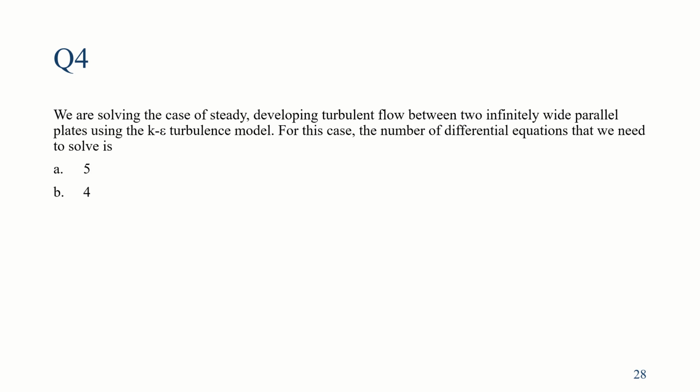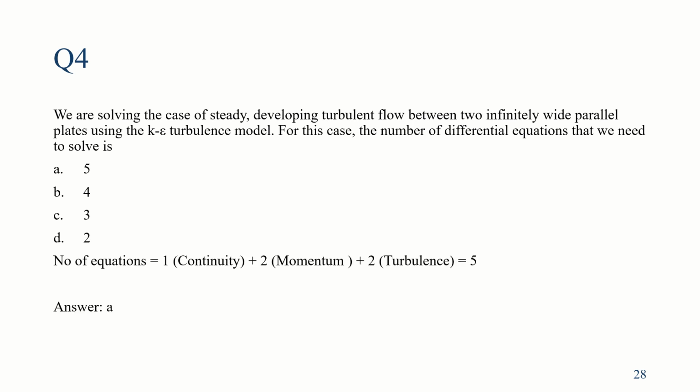Since we are considering a two-dimensional domain, we have one continuity equation and two momentum conservation equations, so three equations, and along with that we have the k and epsilon equations as well. Since we are using the k-epsilon turbulence model, we have two more equations. So on the whole we have 5 equations.